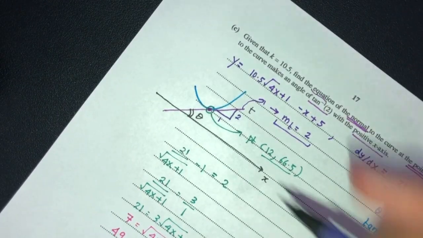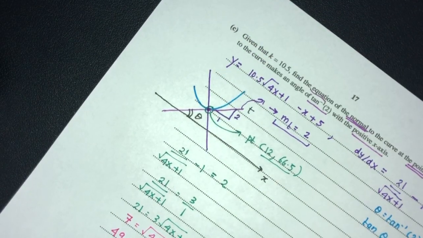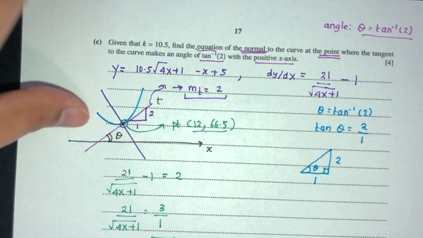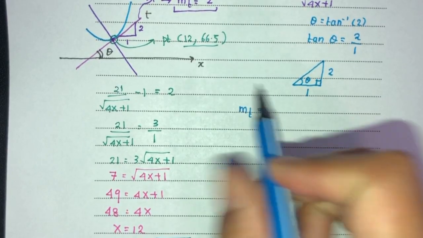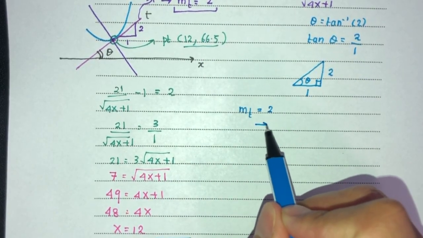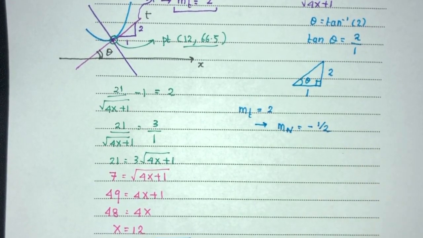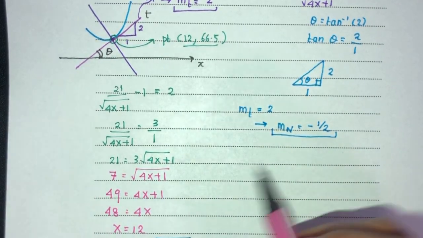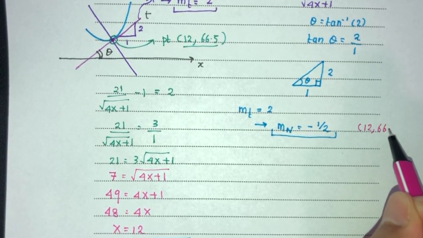Normal is a perpendicular line to the tangent. So we should know by now the relationship between tangent and its normal, right? Since we know the gradient of the tangent is a value of 2, we can derive that the gradient of the normal is a value of minus 1 over 2. That's something we should know.